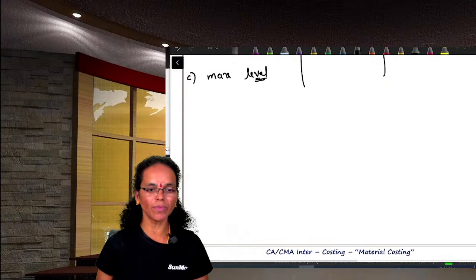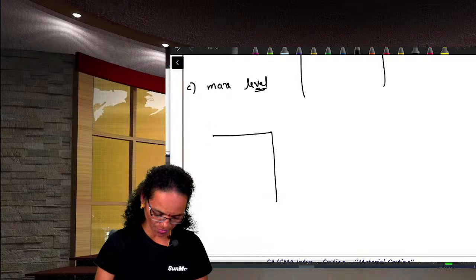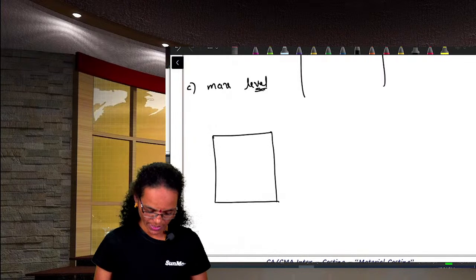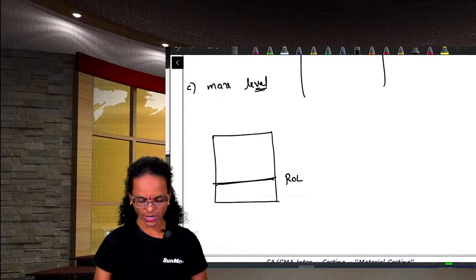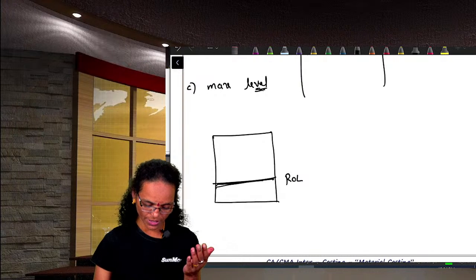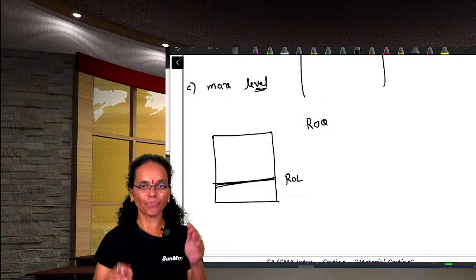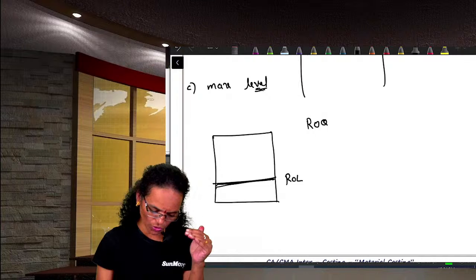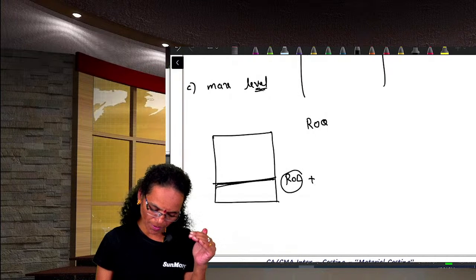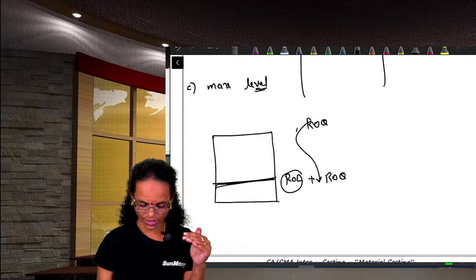See, for maximum level, take an example of a water tank only. This is a reorder level. Reorder level is already there. You have placed a request for reorder quantity for some number of units or some number of liters. So reorder level is there, plus reorder quantity has come, for the maximum level we are talking.